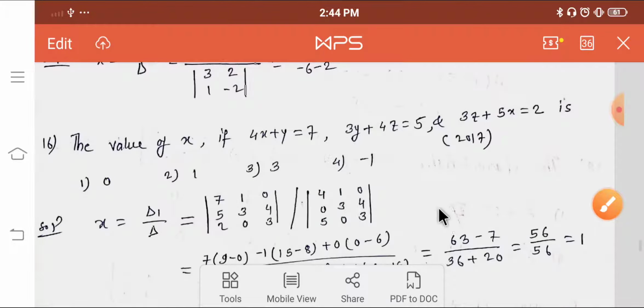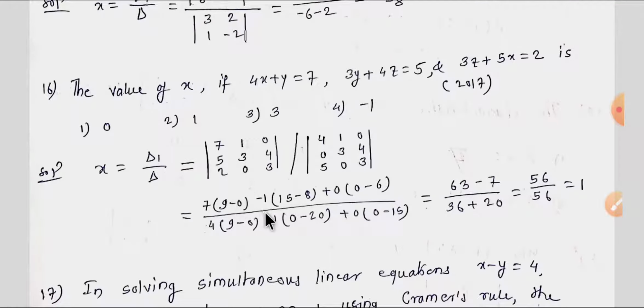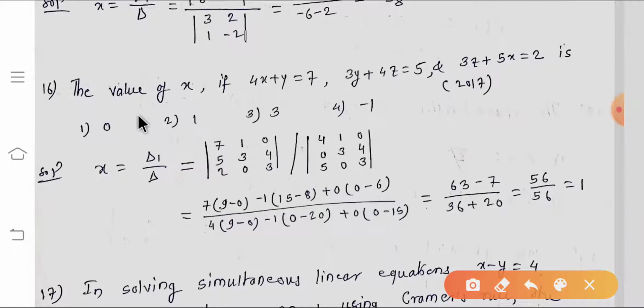So expanding this determinant, we get here 7 into bracket 9 3s are 9 minus 0 minus 1 into bracket 5 3s are 15 minus 8 plus 0 into 0 minus 6. 0 into any quantity is 0, upon denominator is 4 into bracket 9 minus 0 minus 1 into bracket 0 minus 20 plus 0 into bracket 0 minus 15. So this expansion comes 7 3s are 63 minus 7 by 36 plus 20. 63 minus 7 is 56 by 56, that is equal to 1. So therefore the answer is option 2, x equal to 1.